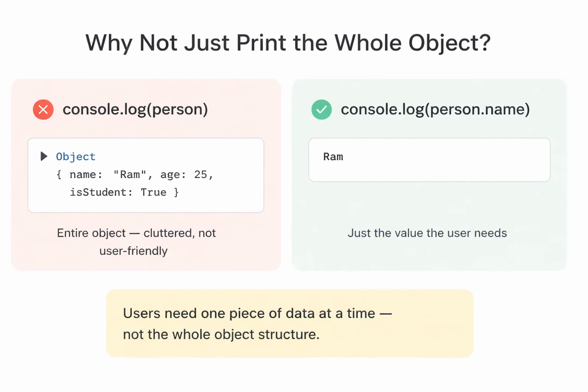Let's think about this from the user's perspective. If you're building an app and you want to display someone's name on screen, you don't want to show the entire object, you just want the name. The whole object output with curly braces and key value pairs is a developer debugging tool. It's not something you'd ever show to an end user. So the rule of thumb here is when you need a specific piece of data from an object, always use dot notation to extract just that value. That's what makes your output clean, readable, and actually useful.